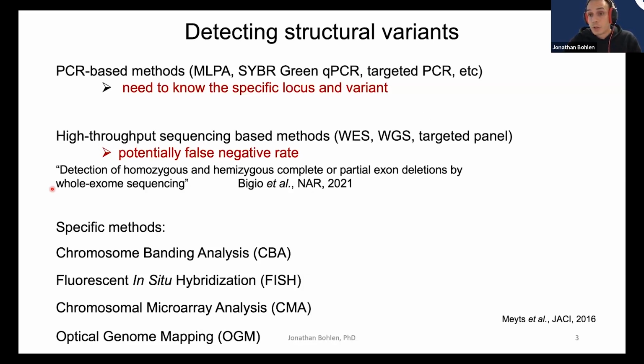But for example, inversions are basically impossible to detect with these methods. For this, you need more specific methods, such as the ones that I have listed here. Of course, the disadvantage with these is that they cost extra resources. They may not be available in your hospital or genetics department, but if they are available, and particularly if you have a patient with a strong phenotype for whom you are not able to find the genetic variant, you should suspect structural variants and you should try to use some of these methods to test this idea.